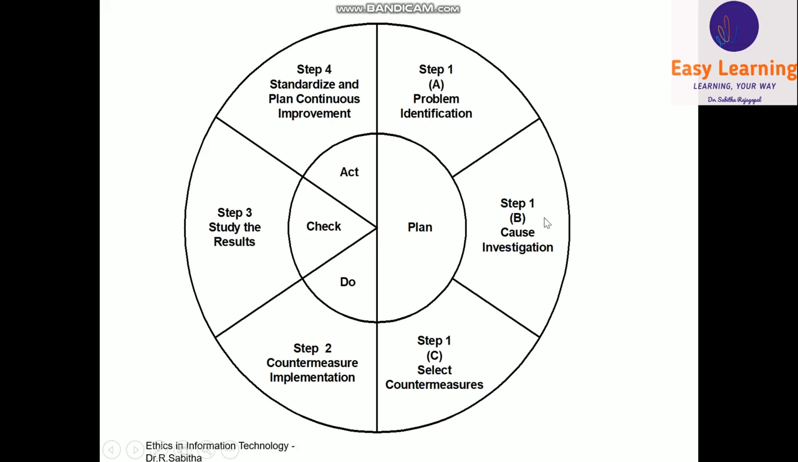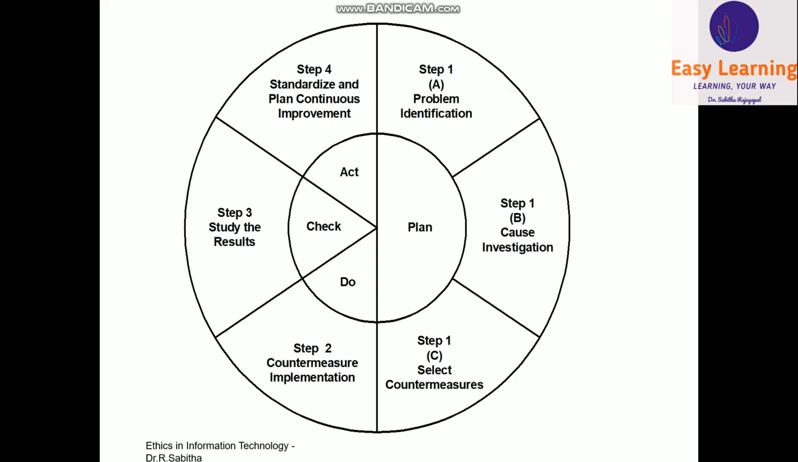You have the first step, which is your plan. Plan could be subdivided into 3 different steps. The first one is problem identification. Problem identification is a very crucial process. It has to be done effectively in order to find solutions for the problem. So first you have to identify the problem. Next, you have to investigate where we have gone wrong so that the problem has arisen.